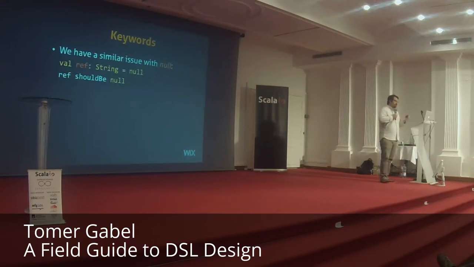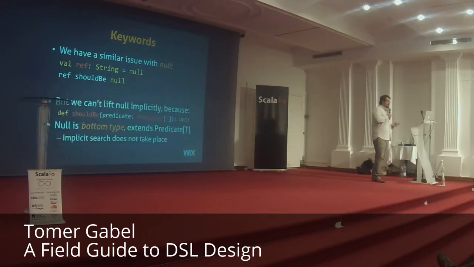We have a somewhat similar issue with null. Null is also literal, also a keyword, but the annoying thing about null is that we can't lift it into a predicate. Or rather, we can add an implicit, we can lift it into a predicate, but it's not going to work because the signature for should be for our verb takes in a predicate over some type t. That's a reference type. So if you do anything should be null, it always resolves to this overload, this method signature, and you're going to get a null pointer exception, which is not what you meant.